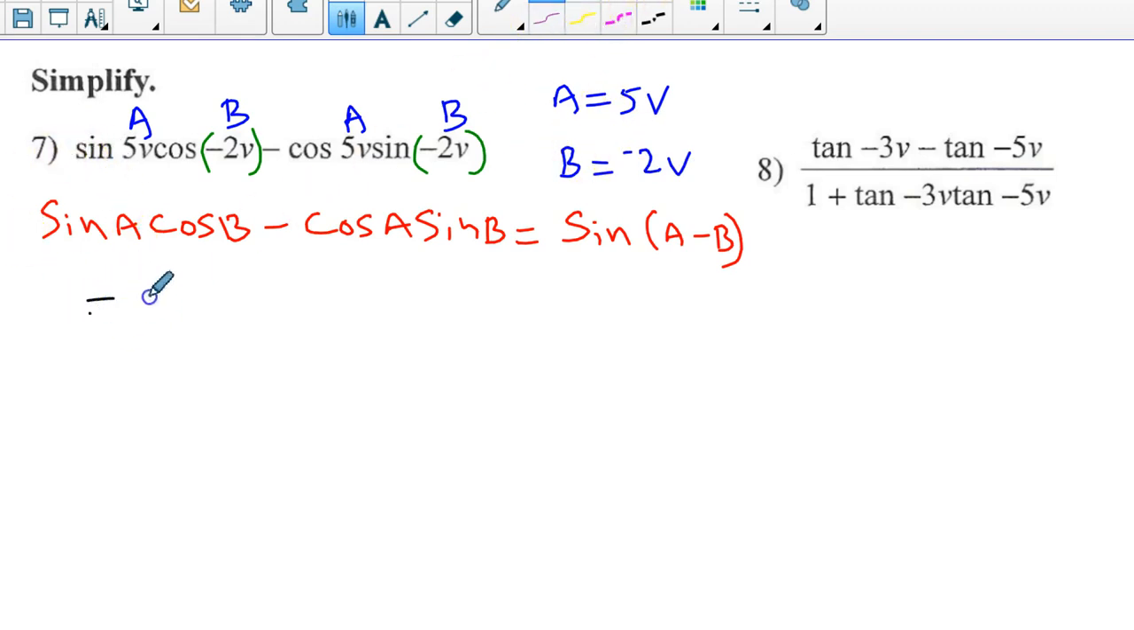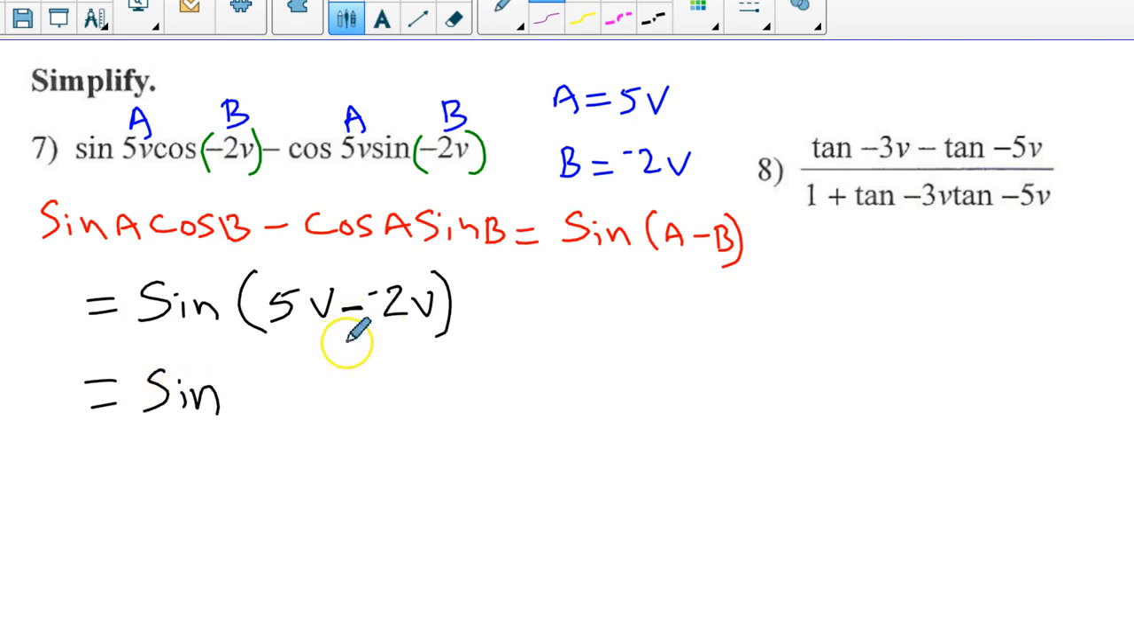So this whole thing becomes what? Sine A minus B. That is sine, my A is 5v minus, what is your B? B is negative 2v, right? Okay. So further simplification, sine 5v minus negative 2v. So negative of negative changes to positive. 5v's added to 2v's will give us 7v. So my answer is sine 7v, right?